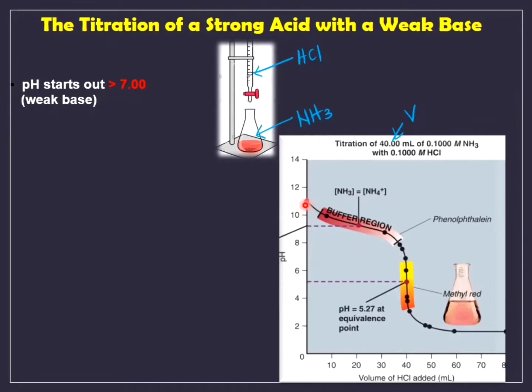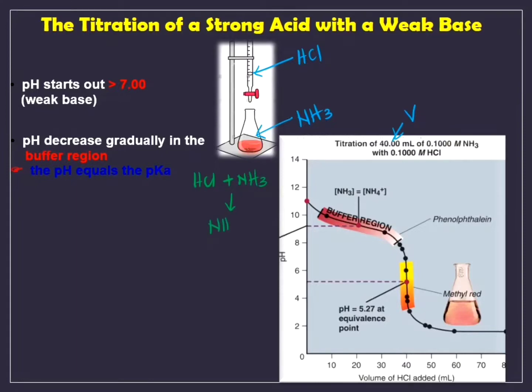Okay, nampak? Alright. So when you start adding HCl, okay, the pH will decrease gradually in the buffer region. Kenapa pula wujud buffer region kat sini? So let me explain to you. Okay, kenapa ada buffer region kat sini? Okay class, kalau HCl react with NH3, okay, it will produce NH4Cl.